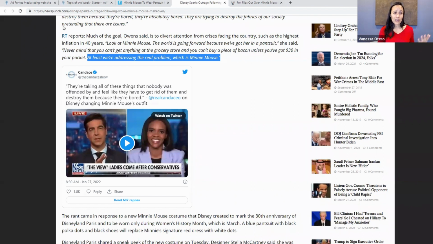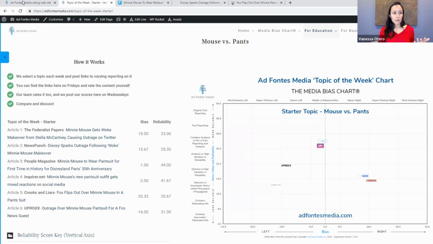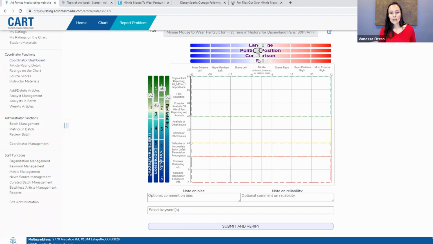So far, where do we have this? Okay. We've got it in hyperpartisan right for comparison, for language like woke, Hillary Clinton, a political position. This is a pretty hyperpartisan right political position: that yeah, these companies shouldn't be doing this, shouldn't be changing the clothes of their fictional characters. That's actually the political position that Candace Owens, and this article by including her comment, are advocating.